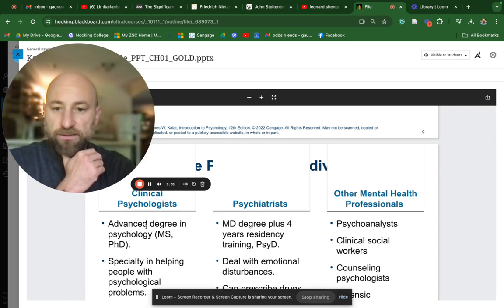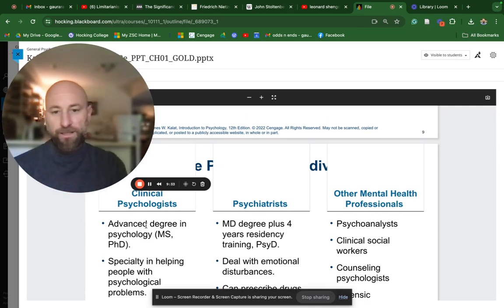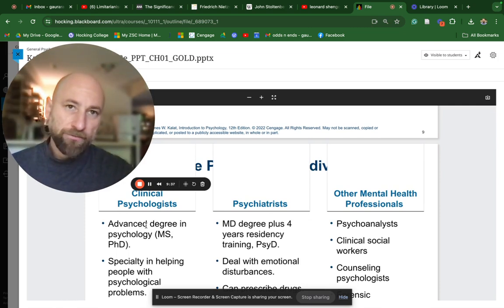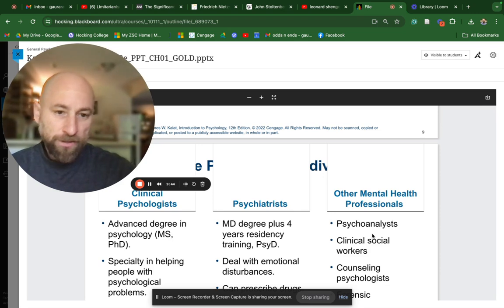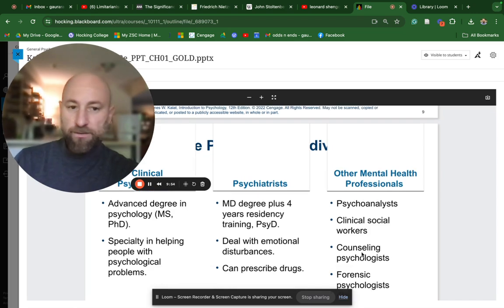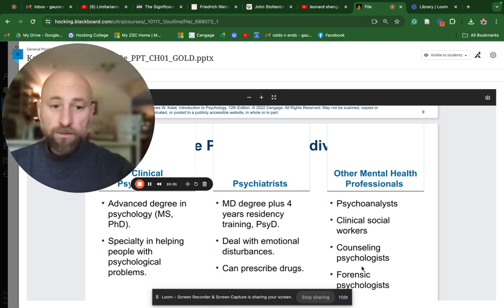Clinical psychologists, these are people that have a master's degree or a PhD in clinical psychology. They specialize in talk therapy and behavior therapy, helping clients with psychological problems. Other mental health professionals also do the same thing. These are primarily licensed clinical social workers, LISW, typically with a master's degree but could have a PhD. We also have counselors. These are people that typically graduate from a counselor education program, again, typically with a master's degree, but sometimes with a PhD as well.